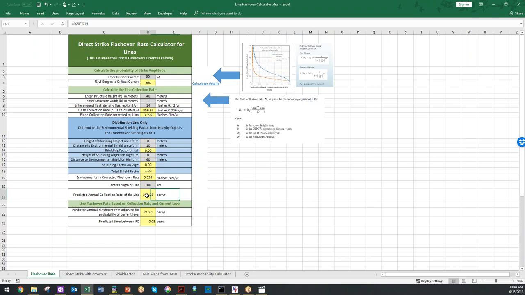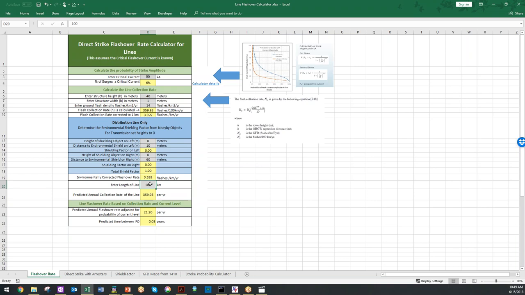And that says it's going to be 359 strokes per year. But now the line flashover rate is a combination of the collection rate and the current level. So you multiply the ground flash collection rate times the probability, and now we have 21 per year for 100 kilometers, or a time between of 0.05 years. So it's going to be quite a few hits for this particular line if it has a 90 kA critical current.